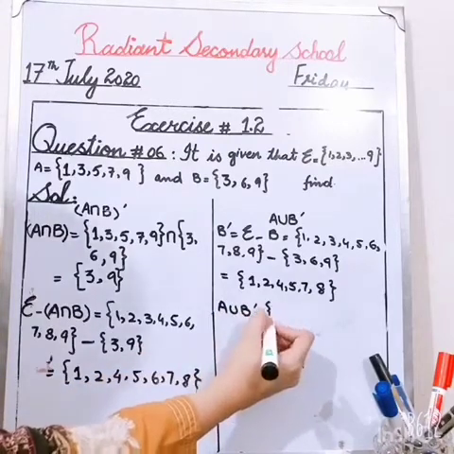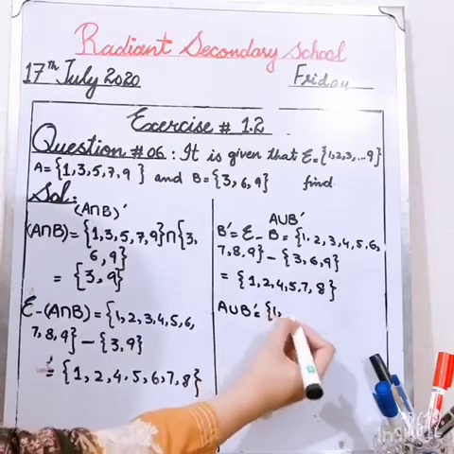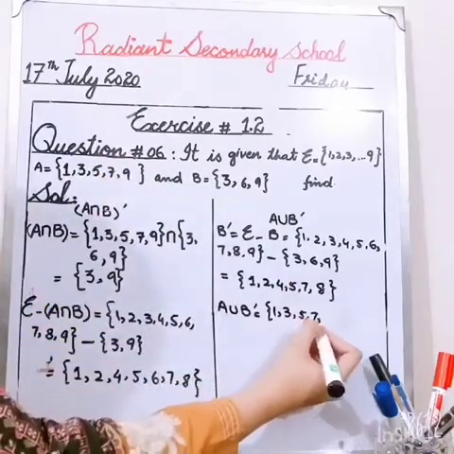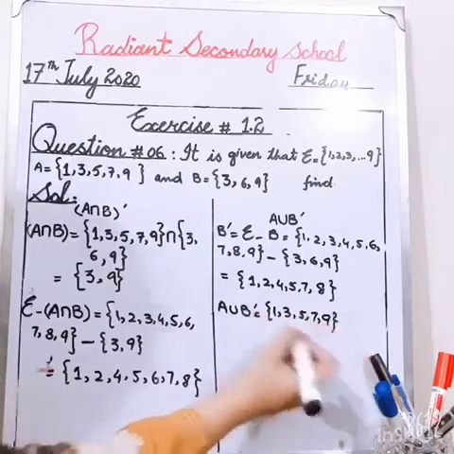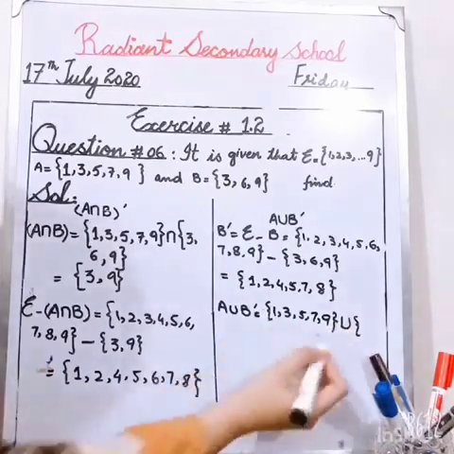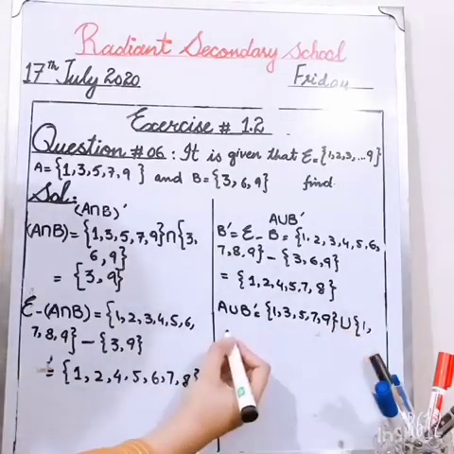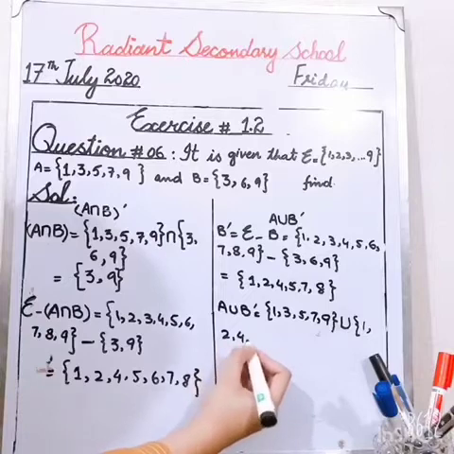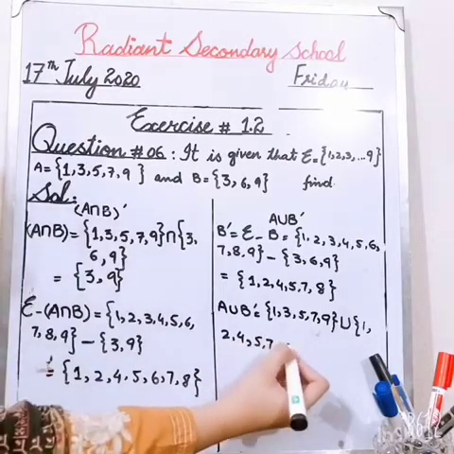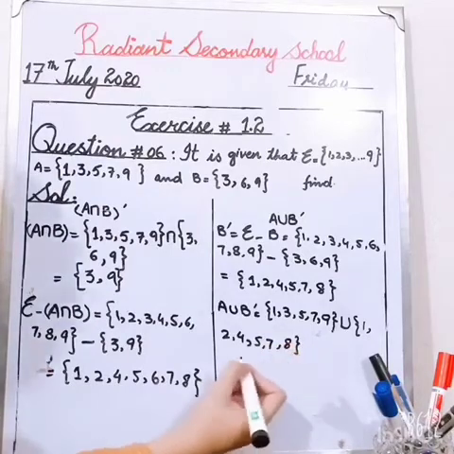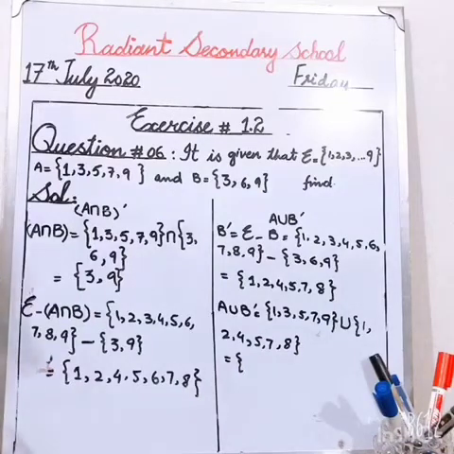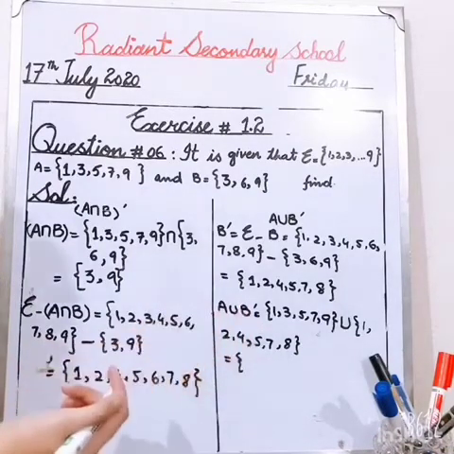So first we write down set A, that is 1, 3, 5, 7 and 9. Put the union sign and then answer of B complement, that is 1, 2, 4, 5, 7 and 8. Now what is the meaning of union? That combine elements of both the sets.